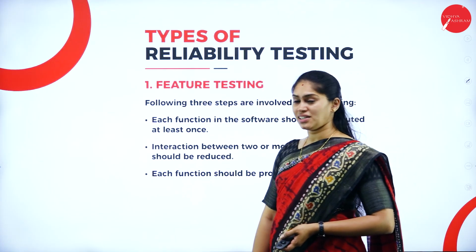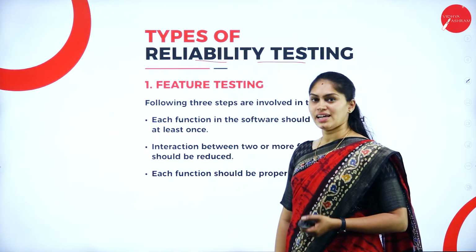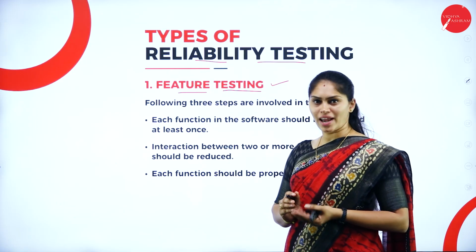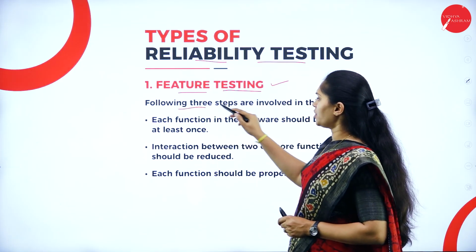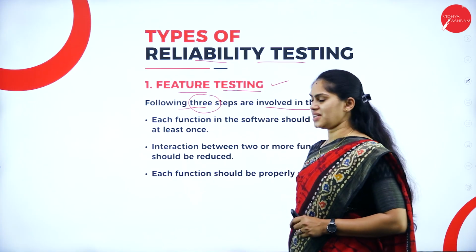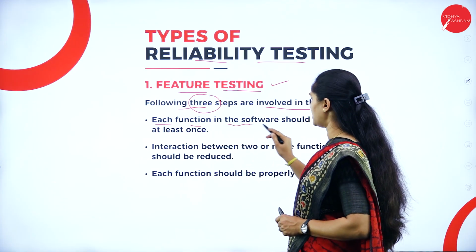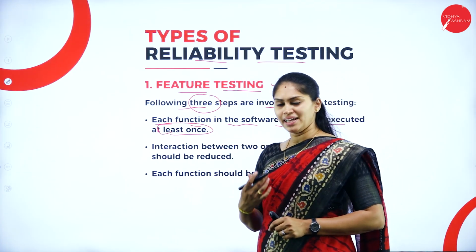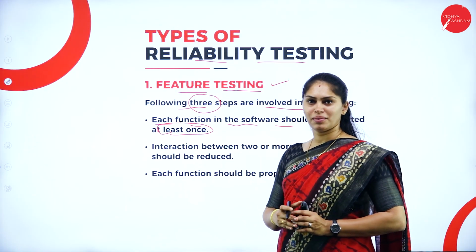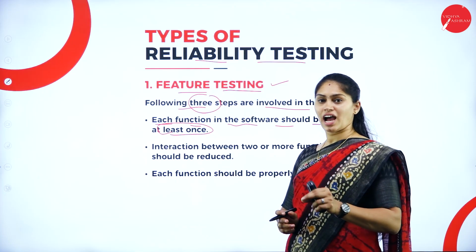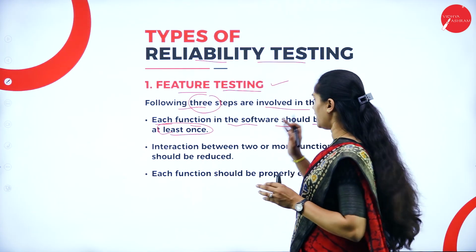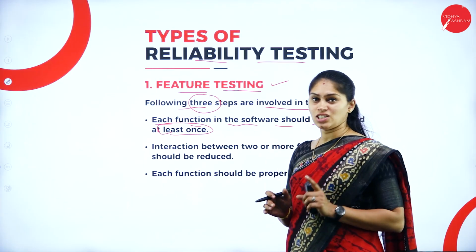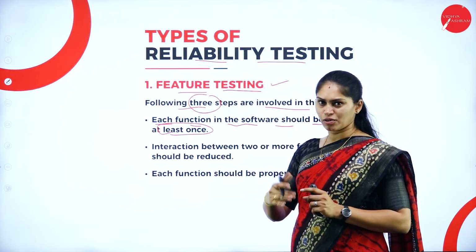And what are the different types of reliability testing we have? In that, the first type is feature testing. Feature is what? Some characteristics or quality of a software, right? This is going to follow 3 steps in order to perform this feature testing. Under that, first, each function in the software should be executed at least once. So if I want to get to know the ability of a particular feature that we have incorporated in a product or software, first we have to execute it, so each function of a software should be executed at least once.